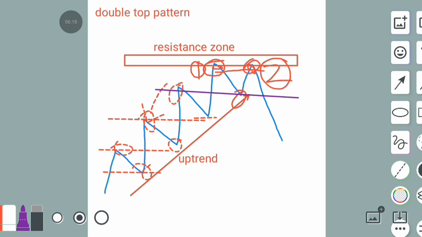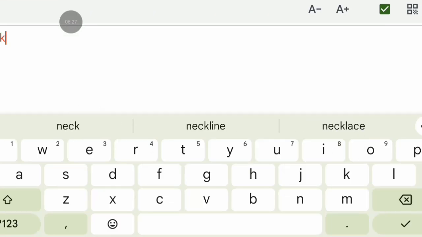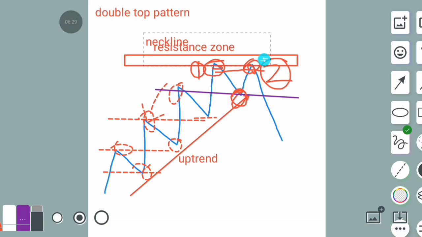The neck. So the neck is the low that was formed here. The neck. So this is the neckline. The neckline. We have the neckline here. This is our neckline. Our neckline.